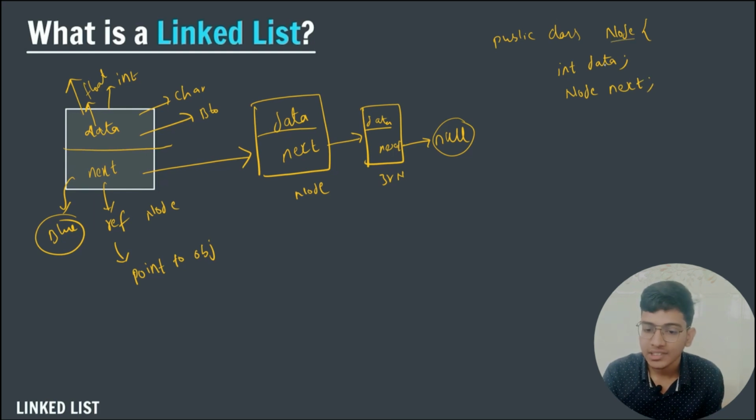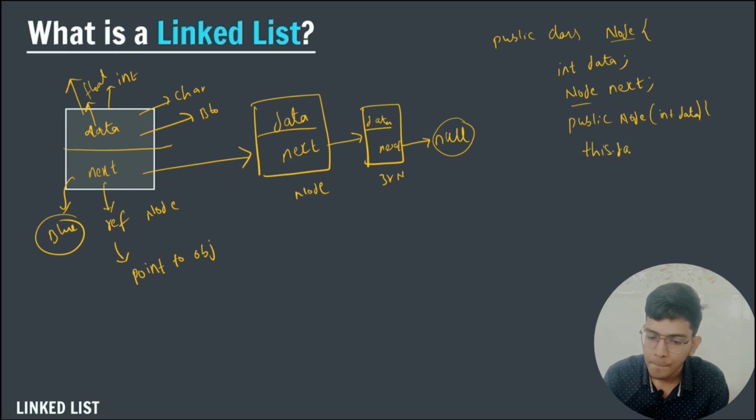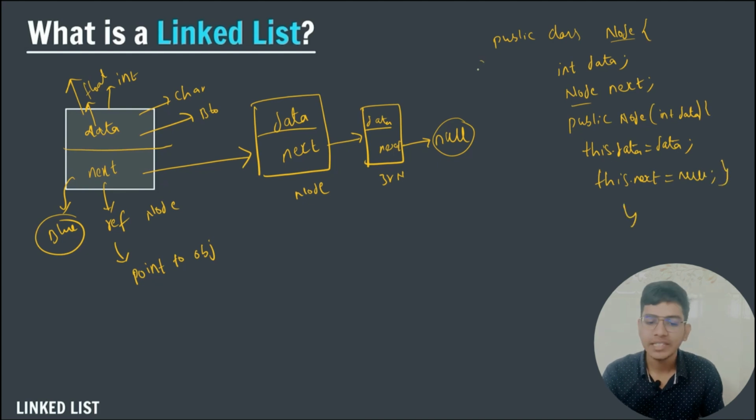You can see that the data type of next, the reference data type, is Node, the class itself. To create a reference variable, we have to write our class name, and after that our variable. After that we can create a constructor, public Node. I can pass here int data. In the constructor I give this.data equals data. After that this.next equals null, I'm pointing it to null. So this is the blueprint, this is the class of my node.